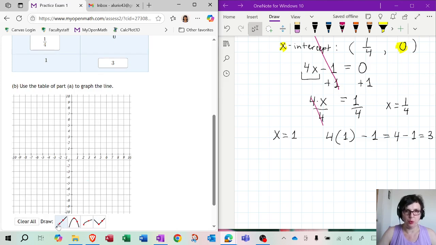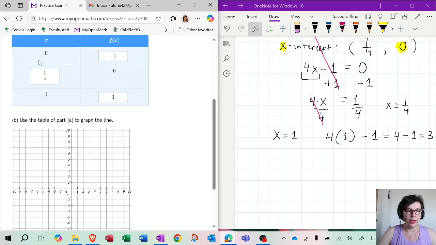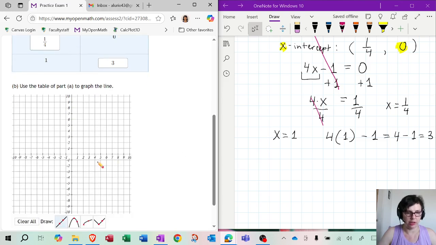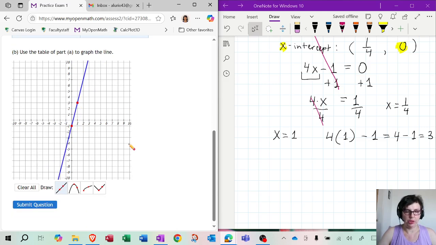So we need 2 points on the line. The line is completely determined by 2 points. We cannot take 1/4, 0 because here we would have to approximate. We can only plot points that have integer coordinates. So I'm going to pick 0, negative 1 as one of my points. So I will just click over here at 0, negative 1. And I'm also going to use 1, 3. So 1, 3, that would be here. Okay, so now I'm ready to submit.